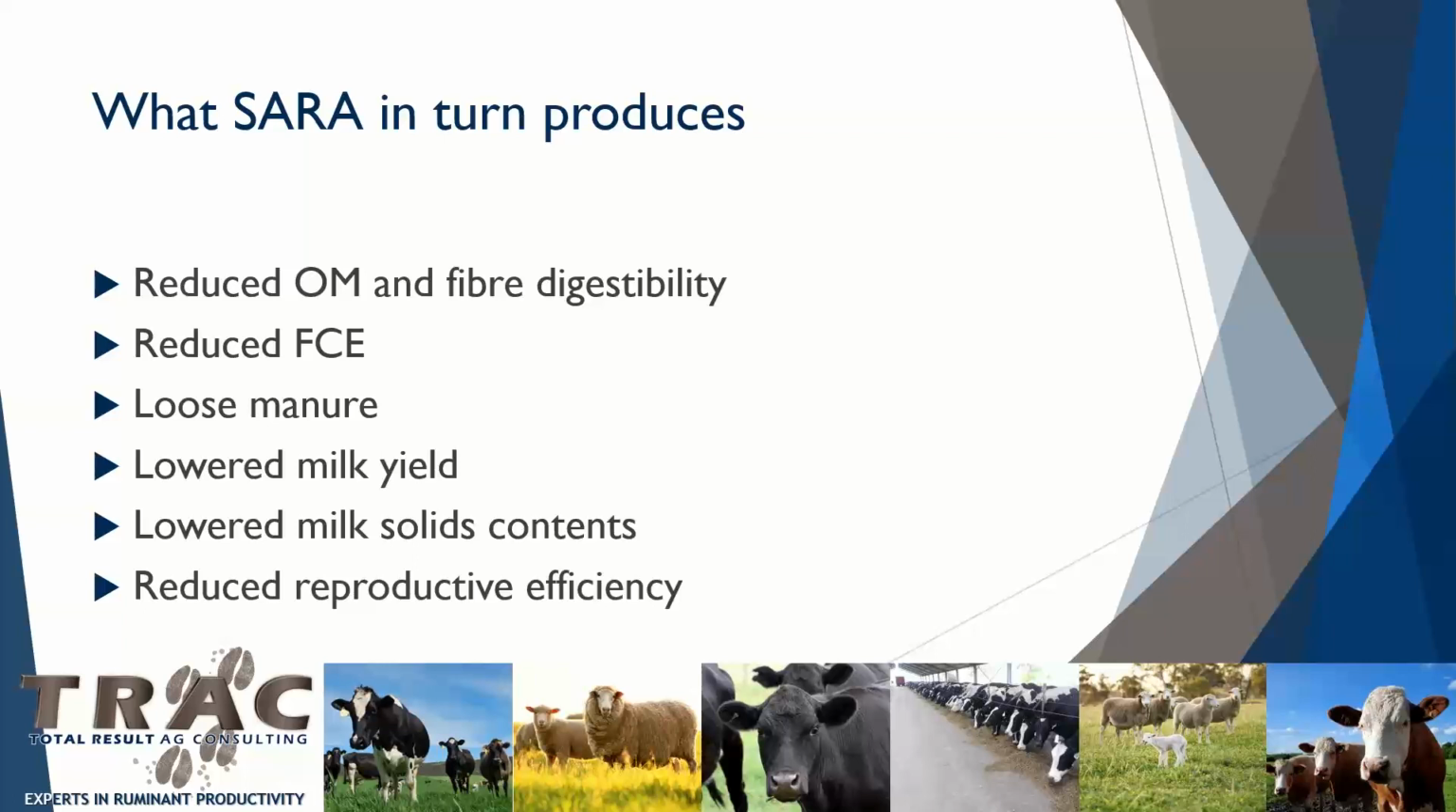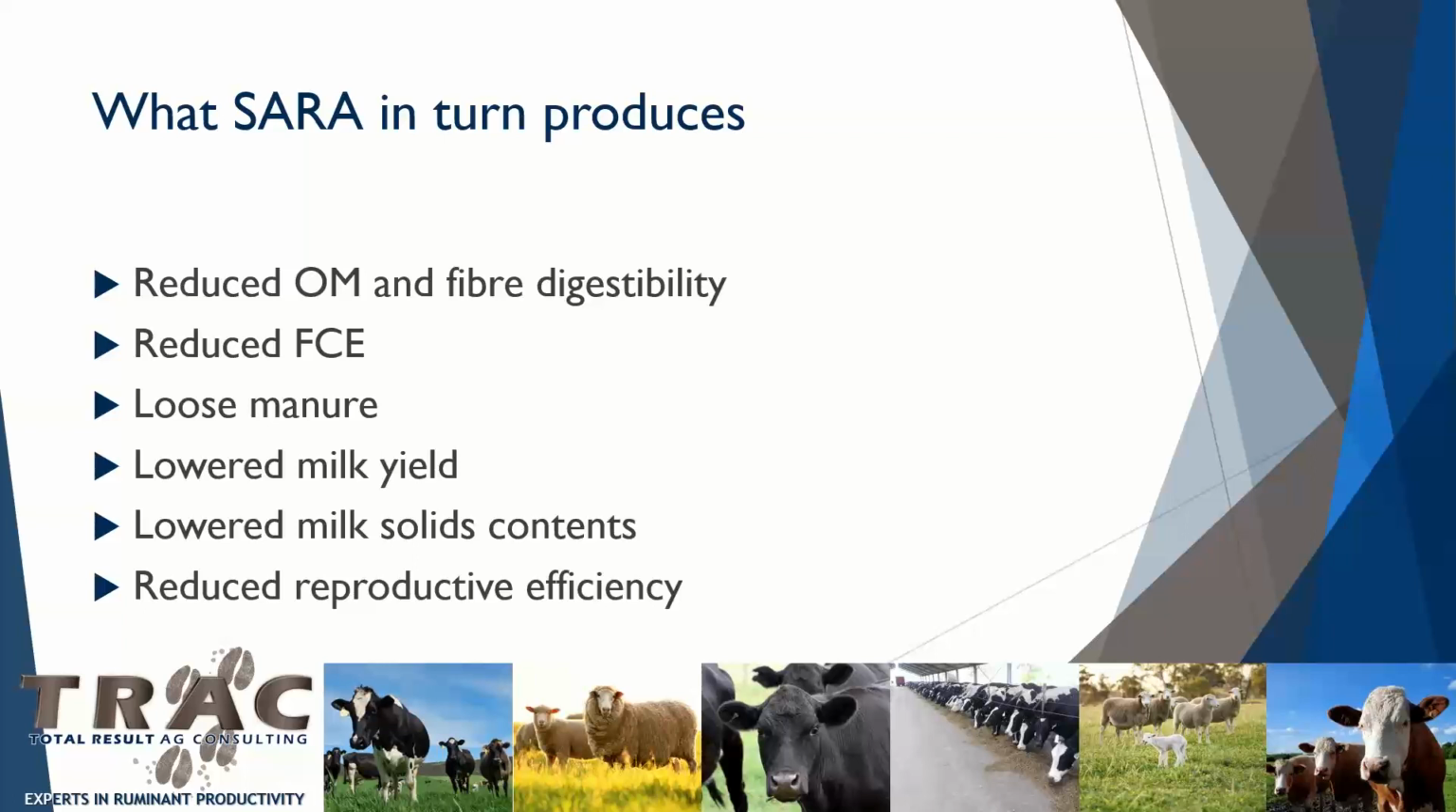So what does this SARA in turn produce? What happens when these animals hit this suboptimal rumen dysfunction, when the rumen is still doing its thing, but it's just not doing it as well as it could? Well, we have reduced organic matter and fiber digestibility. Really, most of the time when we're dealing with feeds and the fermentation and processing of feed, reduction is never a good thing.